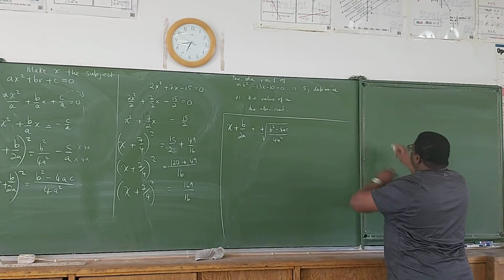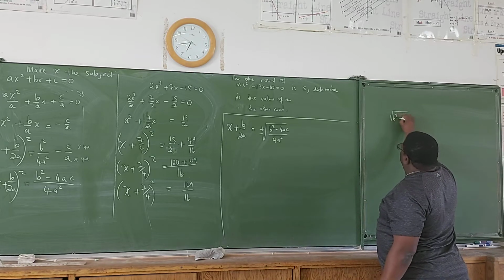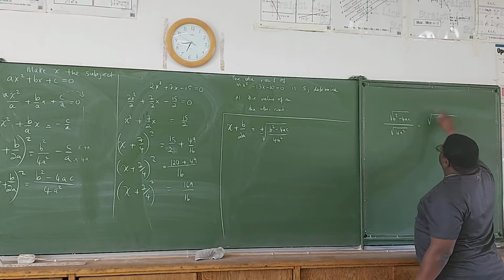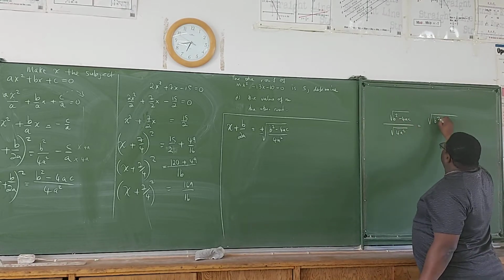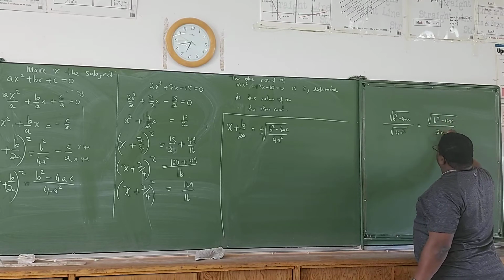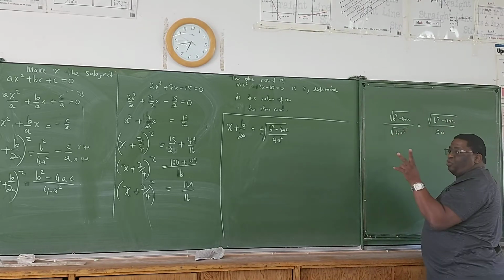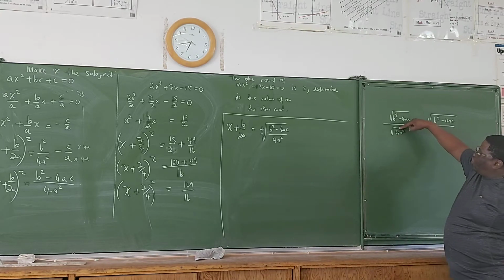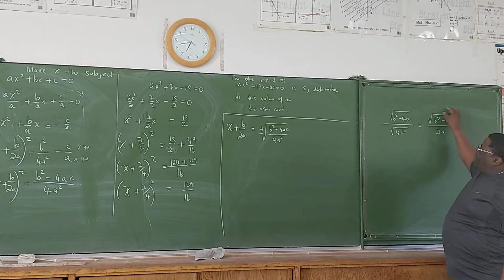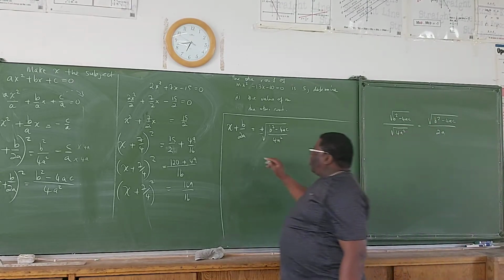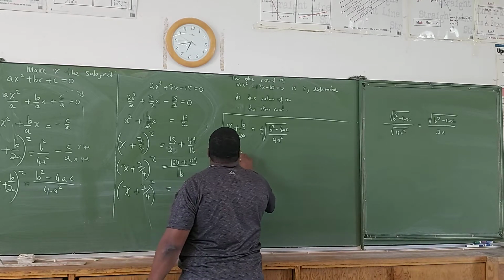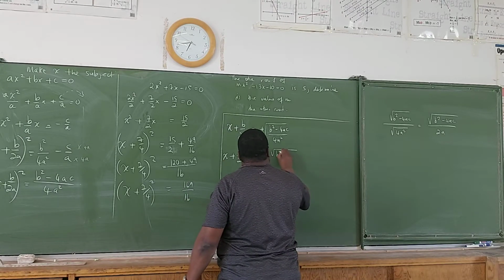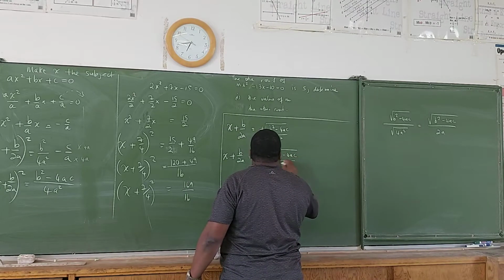The b squared minus 4ac over 4a squared leaves you with that, because it's a minus, and this one will just remain like that, but this one becomes 2a, because the square root of 4 is 2, and the square root of a squared is a. The square root and the square cancel each other. So this is what's going to be left: x plus b over 2a equals positive or negative the square root of b squared minus 4ac upon 2a.